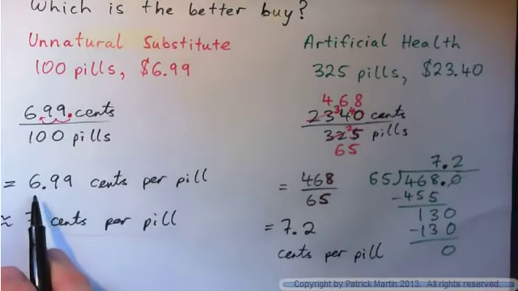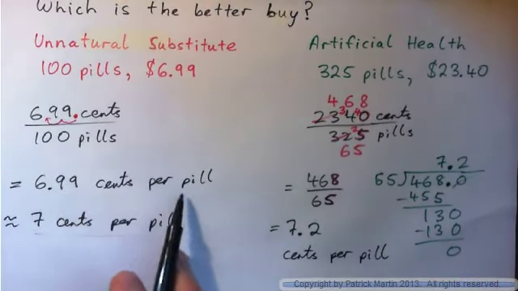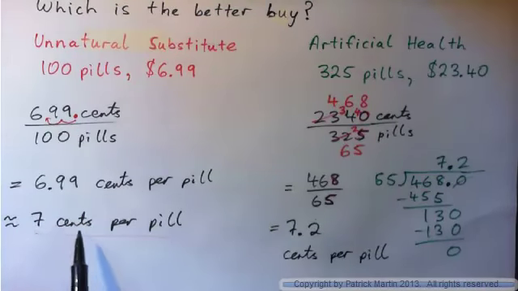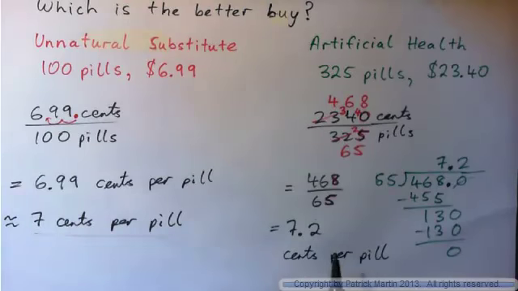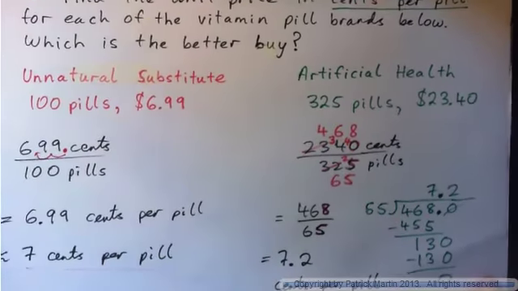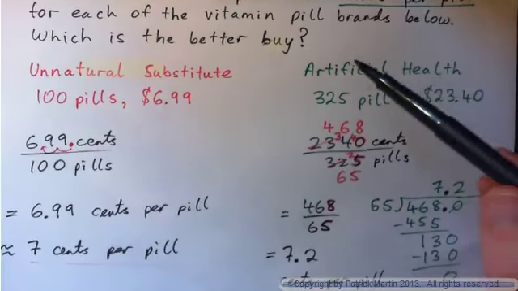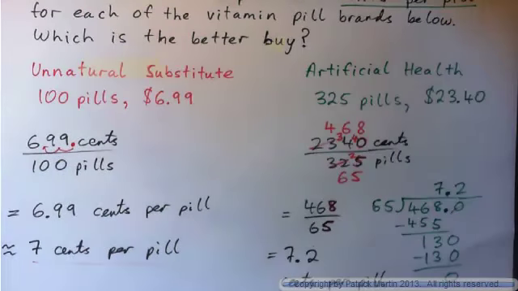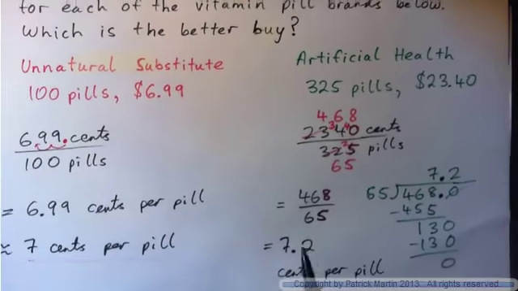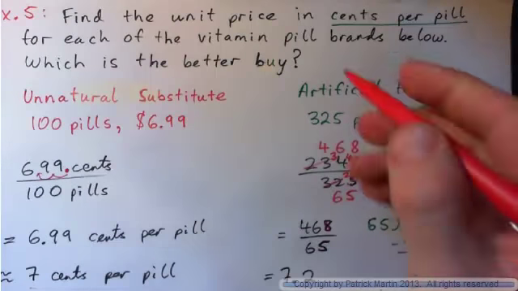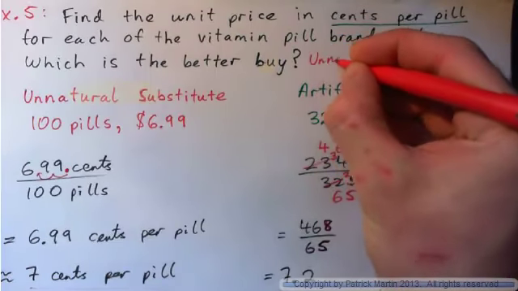So this one was 6.99 cents per pill, or approximately 7 cents per pill, and this is 7.2. So which is more expensive? The Artificial Health guys are more expensive than the Unnatural Substitute, right? Okay, so which is the better buy? The better buy is Unnatural Substitute.